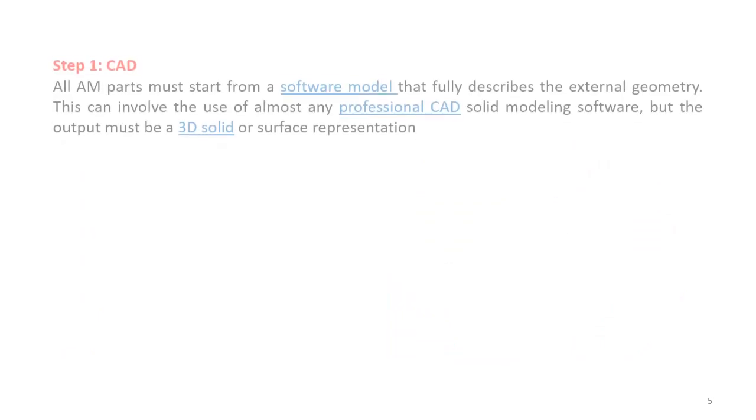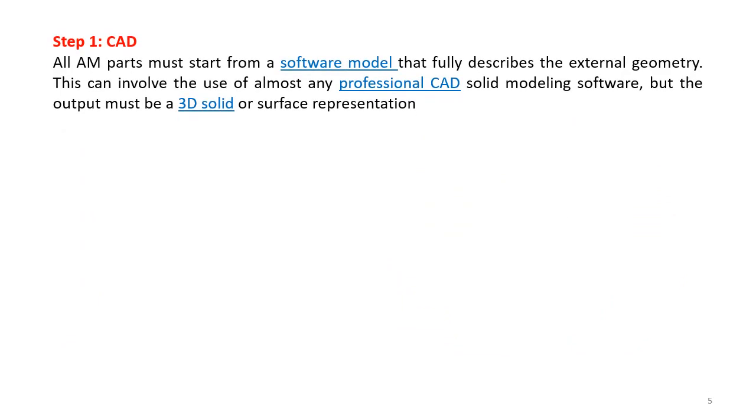Here we will go in detail with the additive manufacturing process chain. The first step is creating a CAD model. All additive manufacturing parts must start from a software model which fully describes the external geometry. This can involve use of almost any professional CAD solid modeling software such as AutoCAD, CATIA, ProE, Unigraphics.